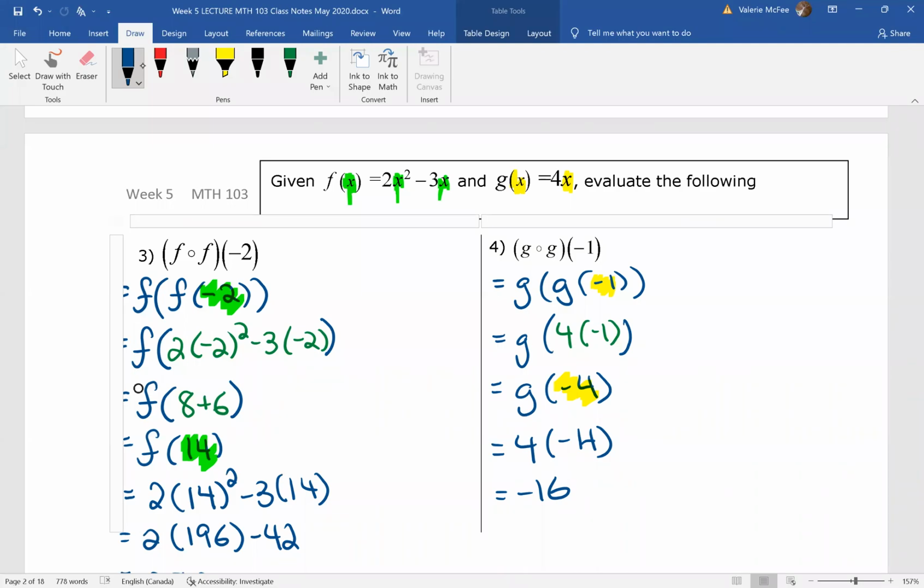So spend some time with these composite functions and evaluating them. And then in the next lesson, we'll look at simplifying composite functions without evaluating.